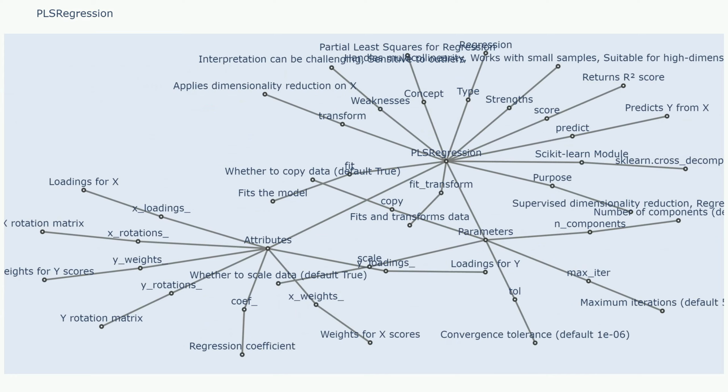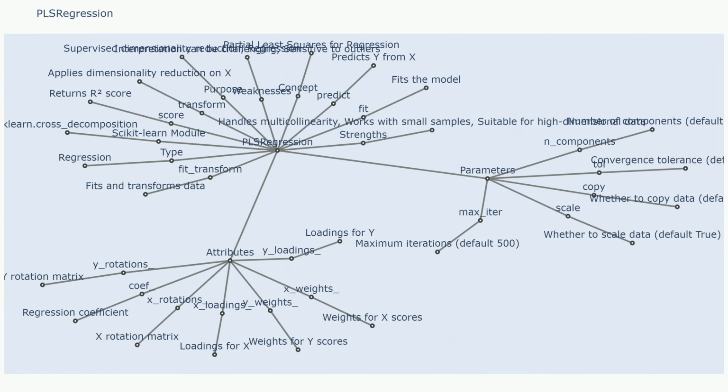Example: predicting wine quality with PLS regression. Python. import pandas as pd. From sklearn.cross_decomposition import PLSRegression. From sklearn.model_selection import train_test_split. From sklearn.metrics import mean_squared_error. Load the wine quality dataset. wine_data = pd.read_csv('winequality-red.csv', sep=';'). Split into features and target. X = wine_data.drop('quality', axis=1). y = wine_data['quality'].